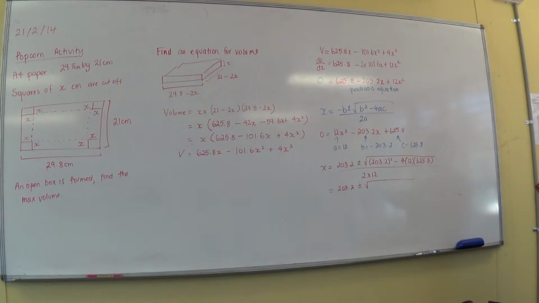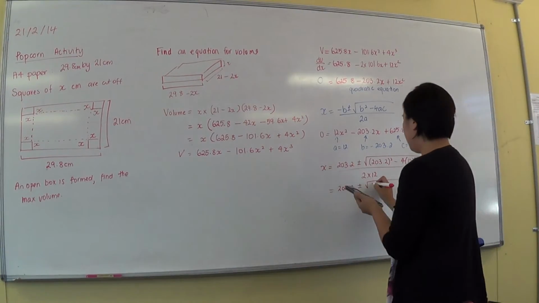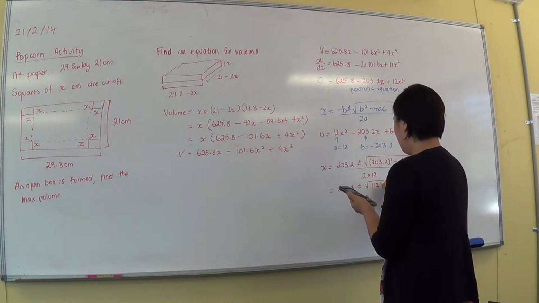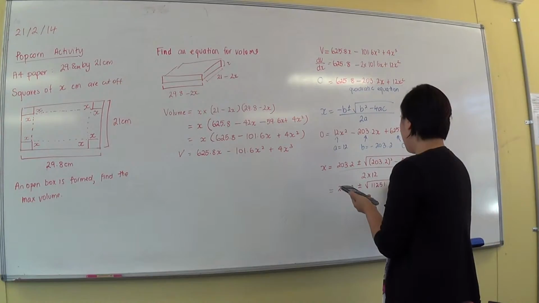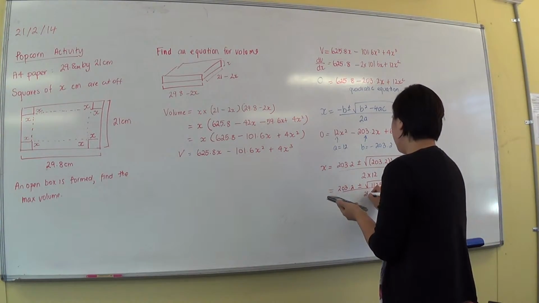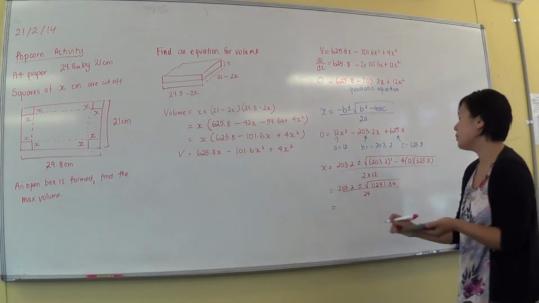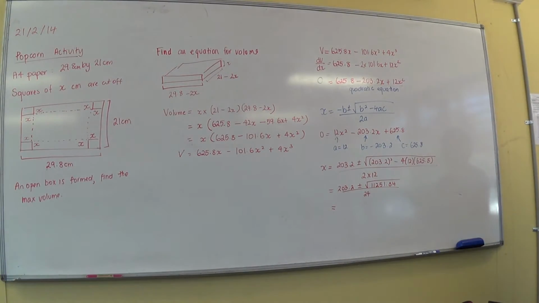Two all squared minus 4 times 12 times 624.8. So 11,251.84 all over 24. So we'll see what the two solutions are.